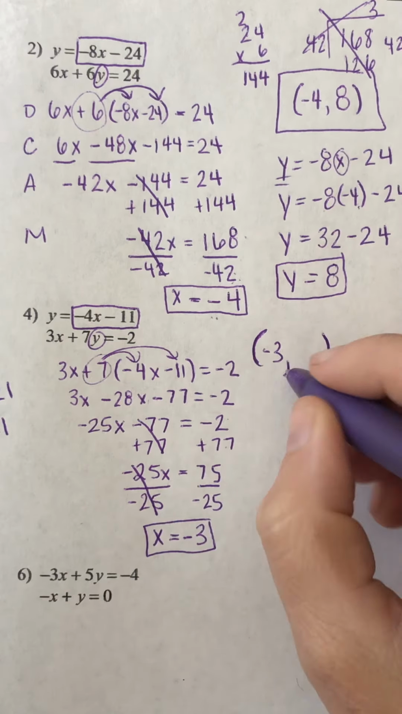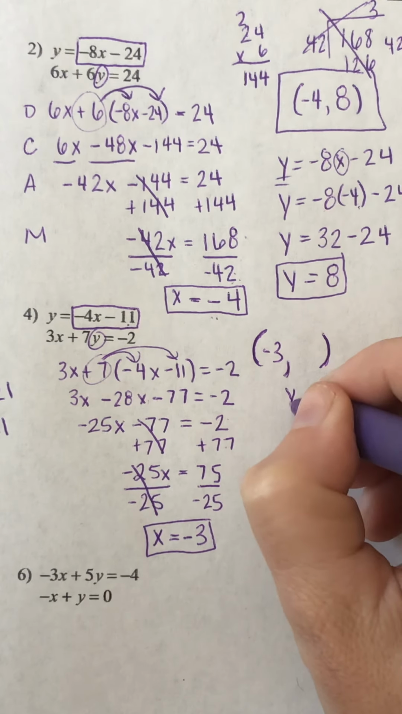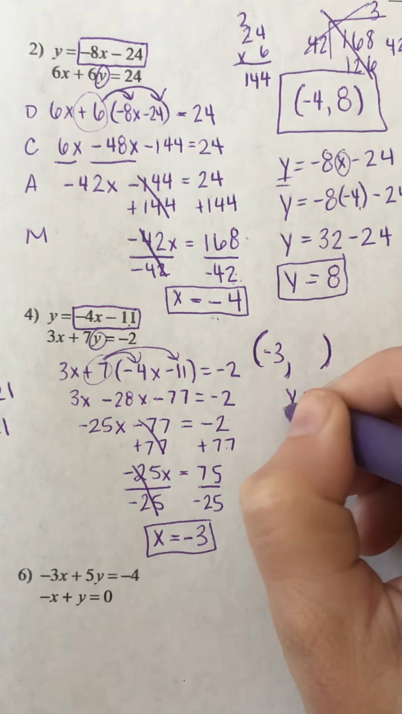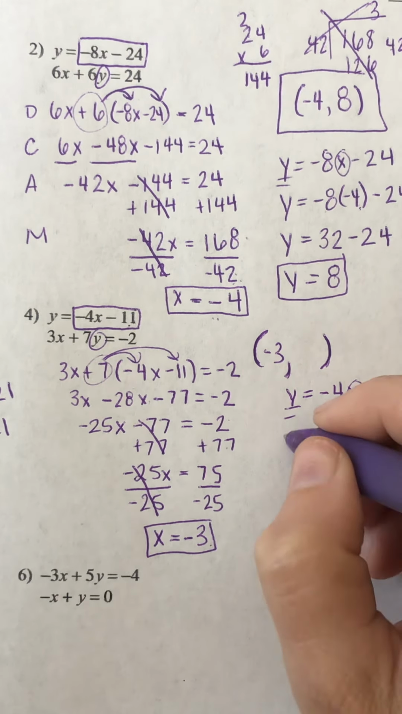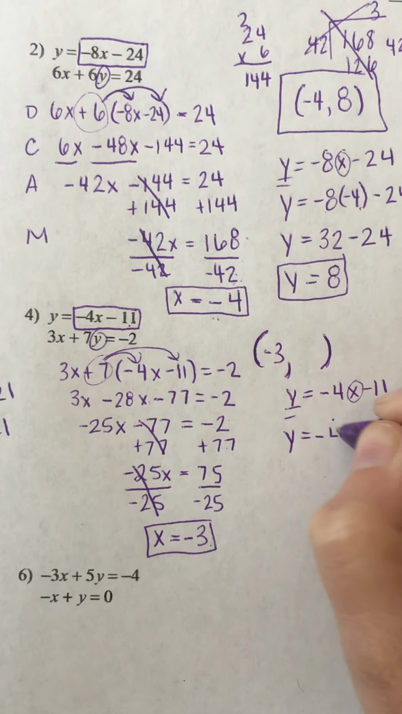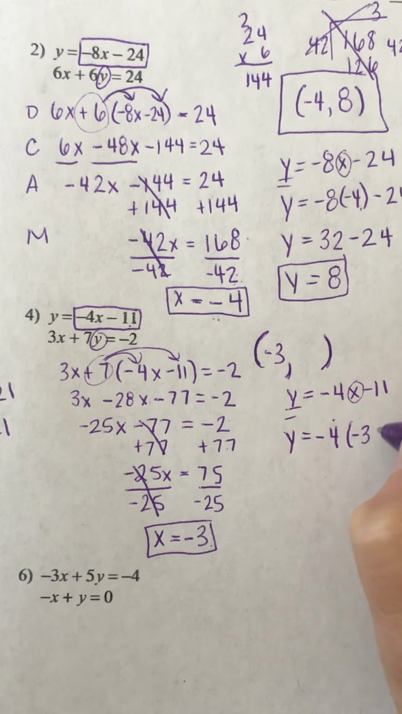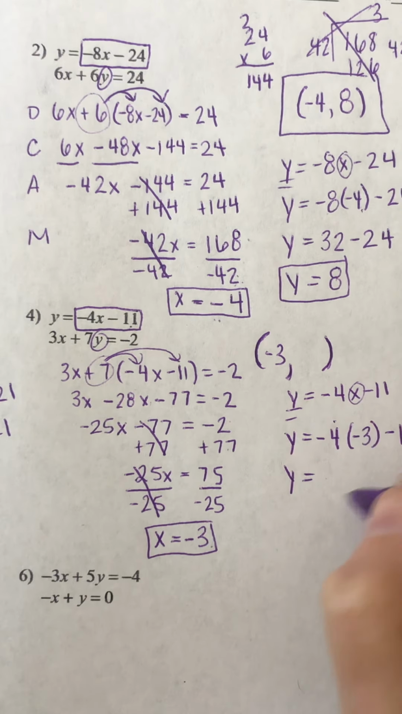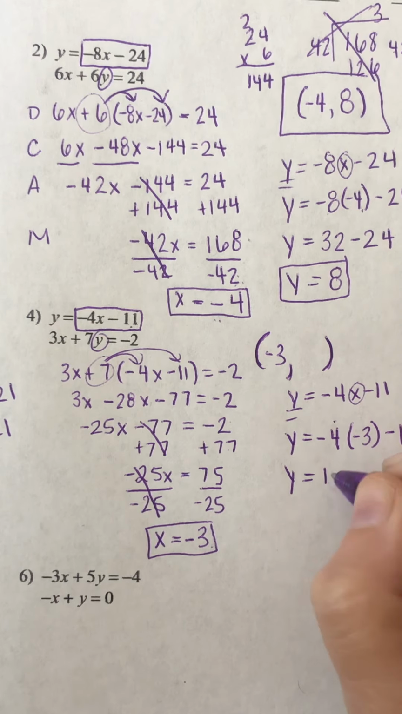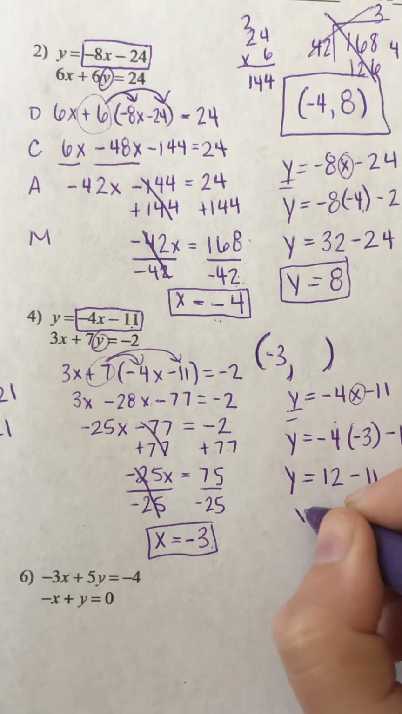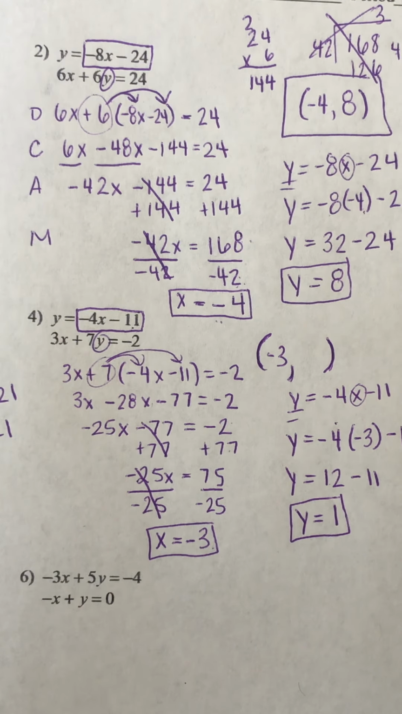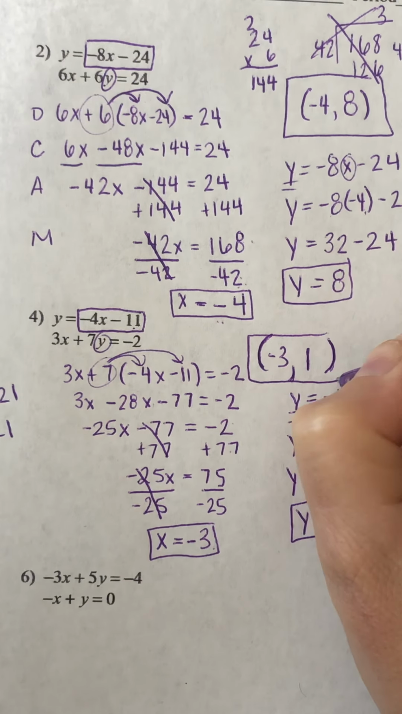So we're going to take that -3, we're going to plug it back up in here, and we have y equals -4x minus 11, but instead of x, we're going to plug in our value. So solve for y. I'm going to do -4 times -3 and then minus 11. Y equals, this is going to give us a positive 12 minus 11, which tells us y is equal to 1. That's our other half of the solution. So our final answer here is -3, 1.